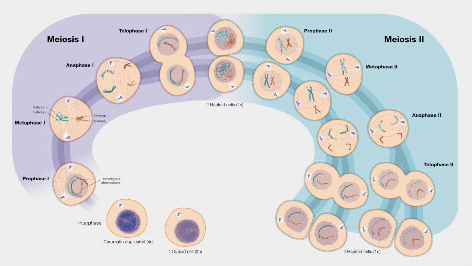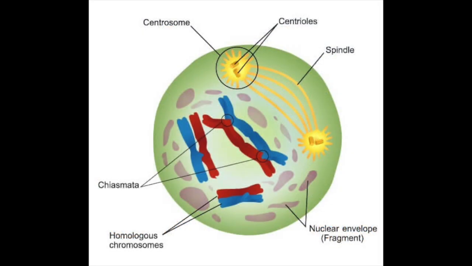On the other hand, there are 2 divisions that make up meiosis, meiosis 1 and 2. Each division has 4 stages: prophase, metaphase, anaphase, and telophase. There are key differences between these stages in mitosis and meiosis. First of all, in prophase 1, the pair of homologous chromosomes pair up, forming tetrads with 4 chromatids. There, the homologous chromosomes exchange some of their DNA.